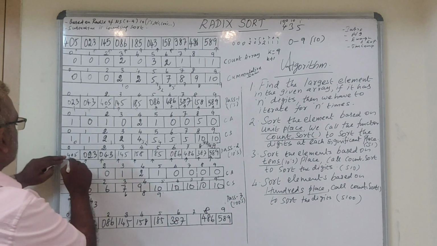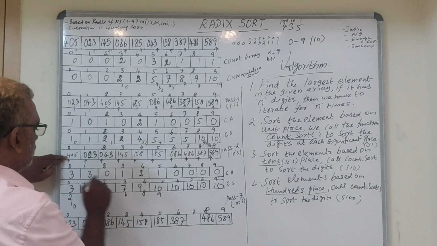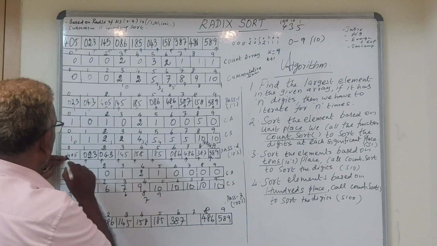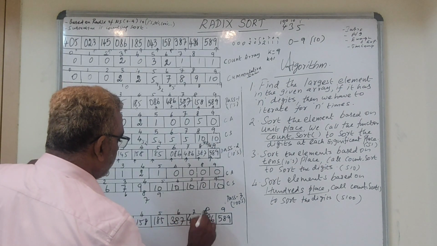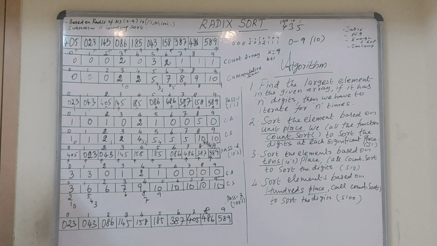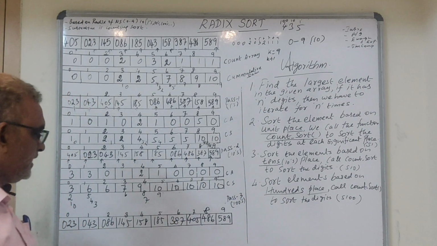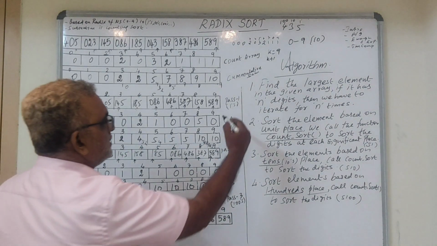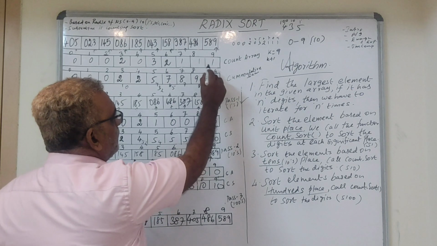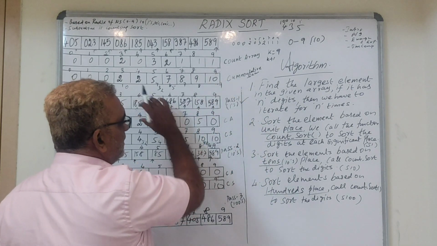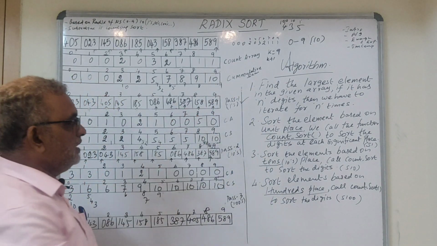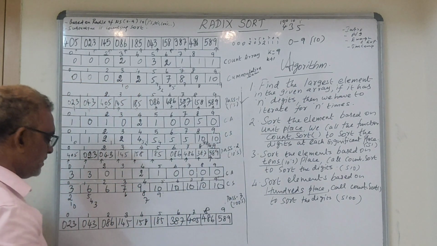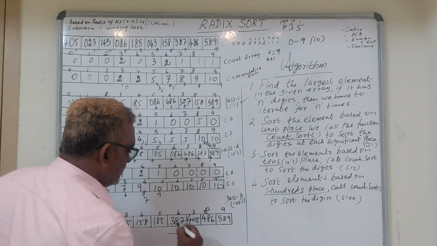What is the next value? That is 4. Go to location 4, the value is 8, reduce the value, that is 7. In location 7, store the value 405. Is it clear? Now we have sorted the entire list. Initially this is pass 1. Based on the ones place we sorted the elements, based on the tens place we sorted the elements, and finally based on the hundreds place we sorted the elements. It is totally sorted.